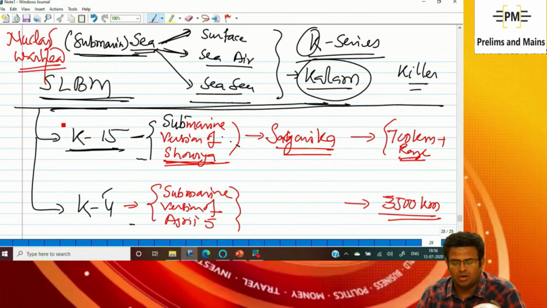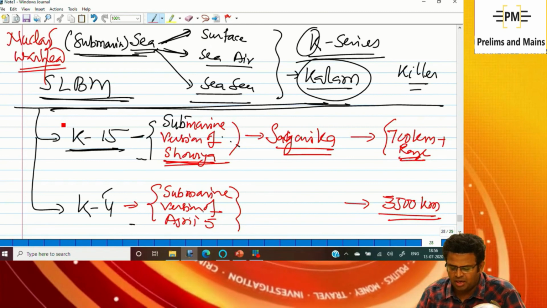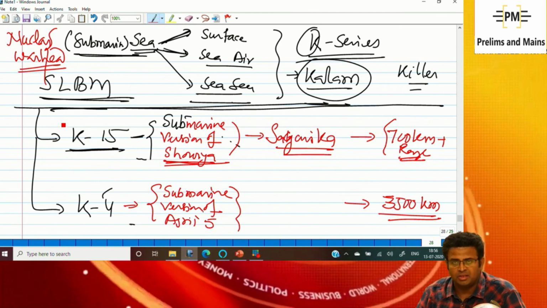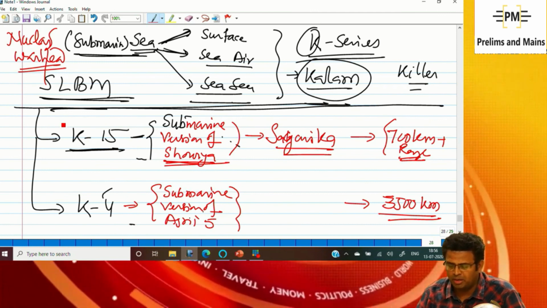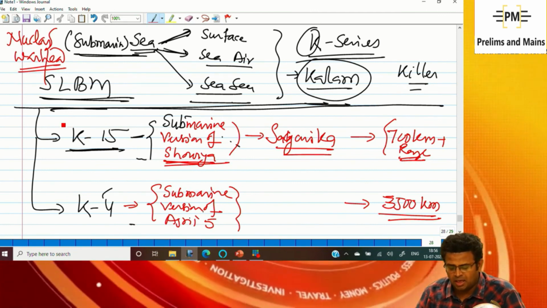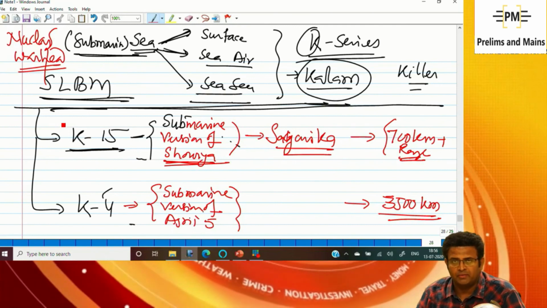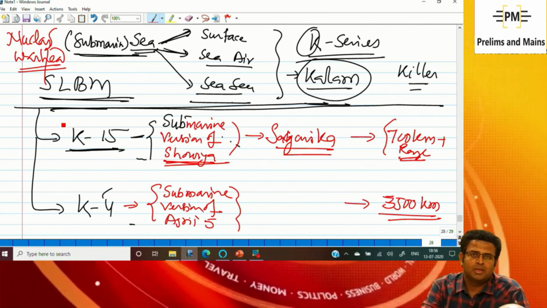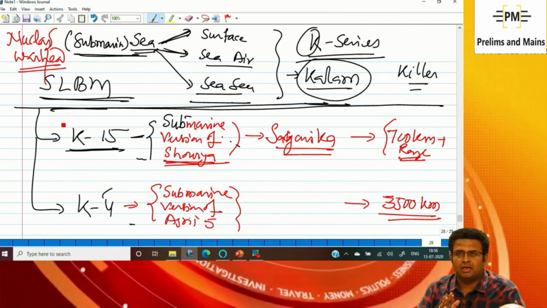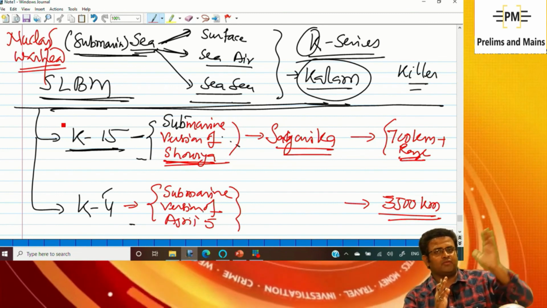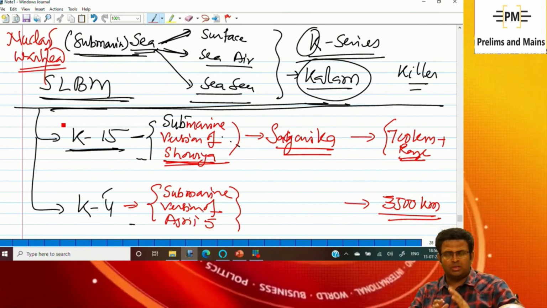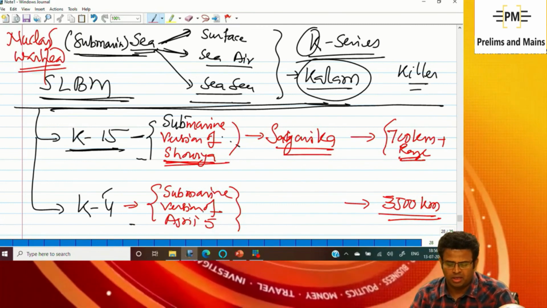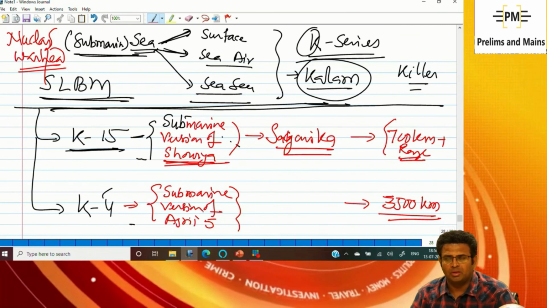It is clear to all of you, there are two types, K15 and K4. K15 is also known as Sagarika, and is a submarine version of Saurya, with a 700 kilometer range. K4 is a submarine version of Agni 5, and it can go for 3,500 kilometers. Both can carry nuclear warheads, and they can target submarine to surface, submarine to air, submarine to sea itself. So this is the power of K4 and K15.